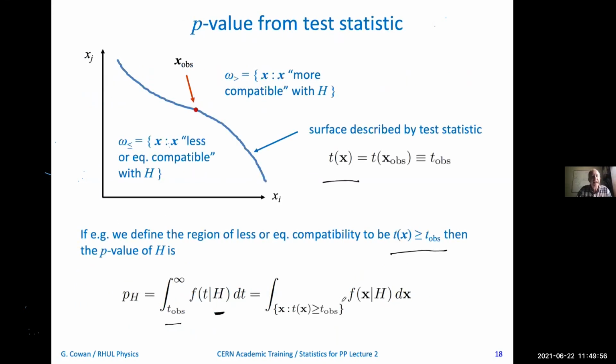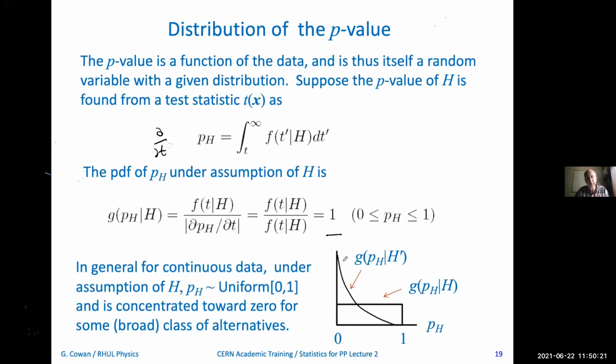You can see that if you generate the data according to, say, some h prime, then you're more likely to be over here, because less compatible with h means more compatible with h prime. And so the boundary would get drawn to include that point. And then the p-value would be this area over here, which would be smaller. Right? So therefore, you would more likely get p-values that follow this type of distribution. It would be peaked at lower values. All right, good. Let's keep going.